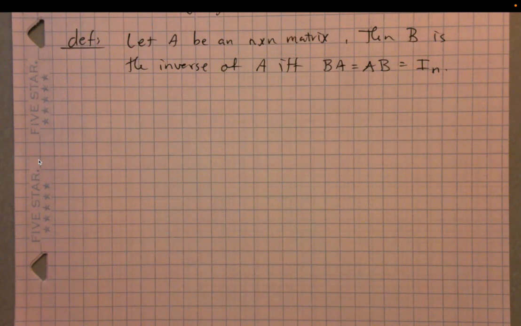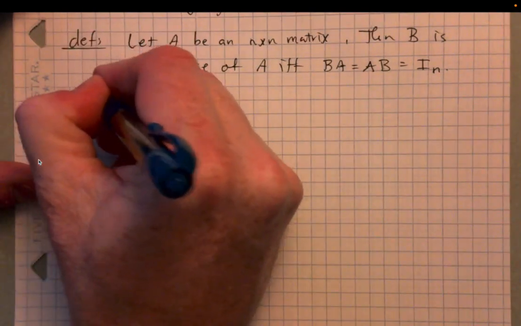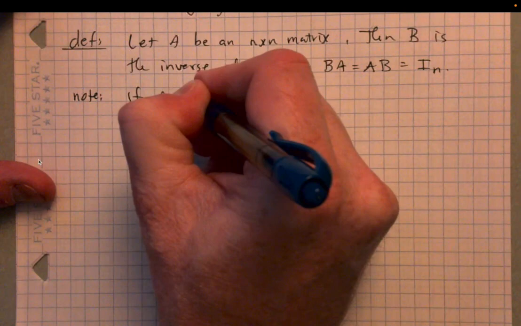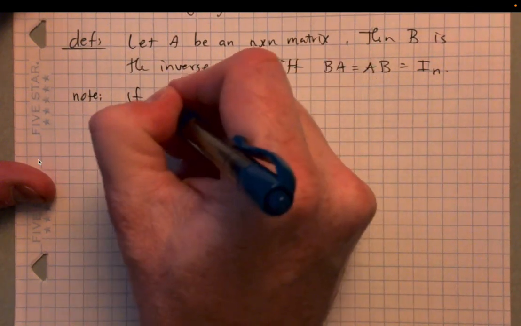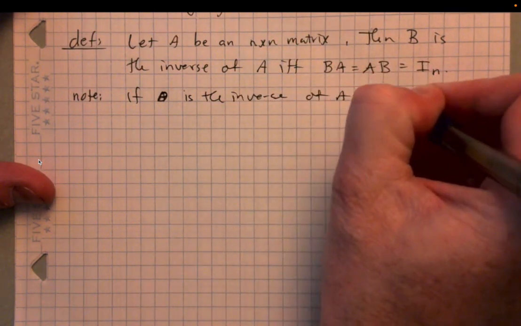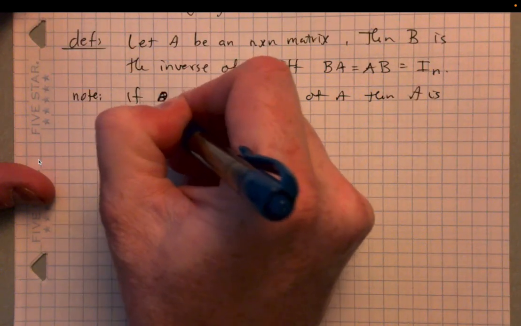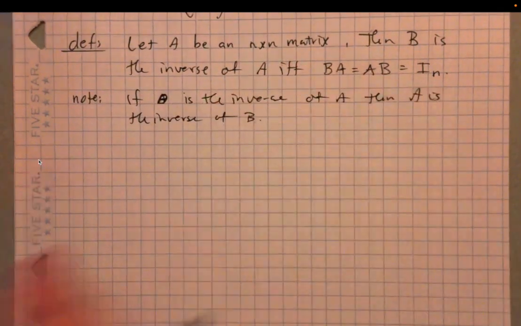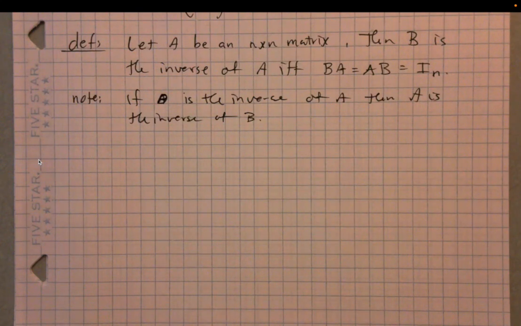Now, it's important to notice that if B is an inverse of A, then naturally there is a reciprocity there. A is going to be the inverse of B. So just something to note: if B is the inverse of A, then A is the inverse of B. Note the reciprocity. If one is the inverse of the other, then the other must be the inverse of the first.